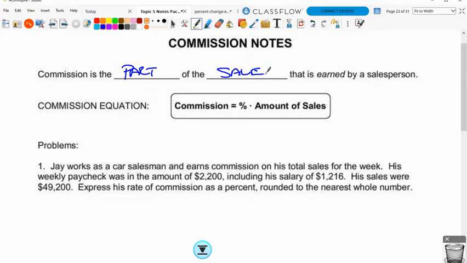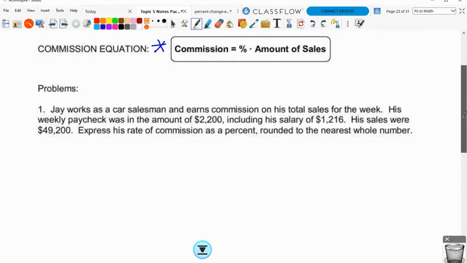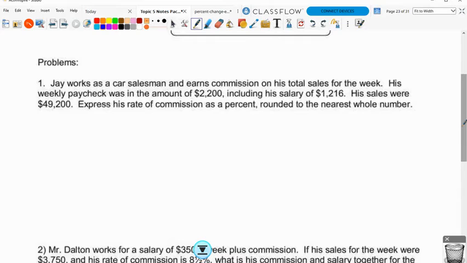Your commission equation is set up very similarly to the other examples that we've been looking at. A commission is equal to a percent times the amount of sales. Okay, so let's take a look at our first example. They tell us that Jay works as a car salesman and earns commission on his total sales for the week. His weekly paycheck was for $2,200, and that included his salary of $1,216. His sales for the week were $49,200. All right, express his rate of commission as a percent.